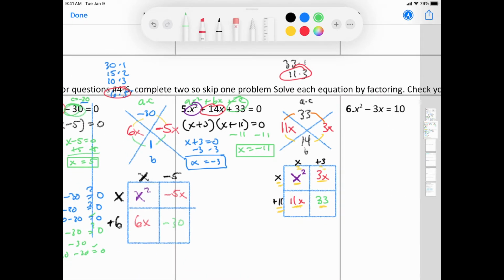Let's quickly double check our answer here. Negative 11 squared plus 14 times negative 11 plus 33. And does that equal 0? 121. Getting my calculator out here. 14 times 11. So 121, this is negative, so this one will be negative. So minus 154 plus 33 equals 0.